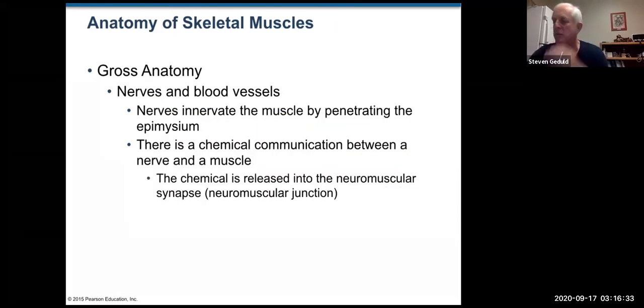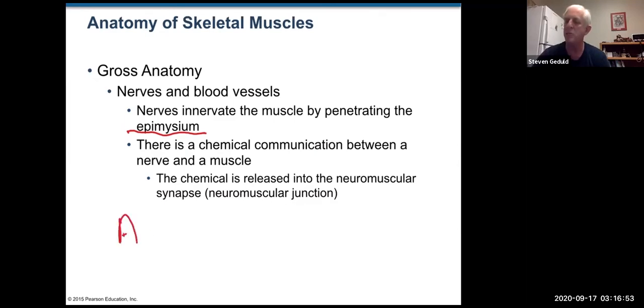All right, so nerves and blood vessels. Nerves innervate muscles by penetrating the outer layer and entering into the muscle fibers. There's a chemical communication between a nerve and a muscle. That's your neuromuscular junction. We talked about that. There was a question on ACH last time, acetylcholine. This is where it's going to come in. This is the chemical that's released into the neuromuscular synapse. The neuromuscular junction is a space.